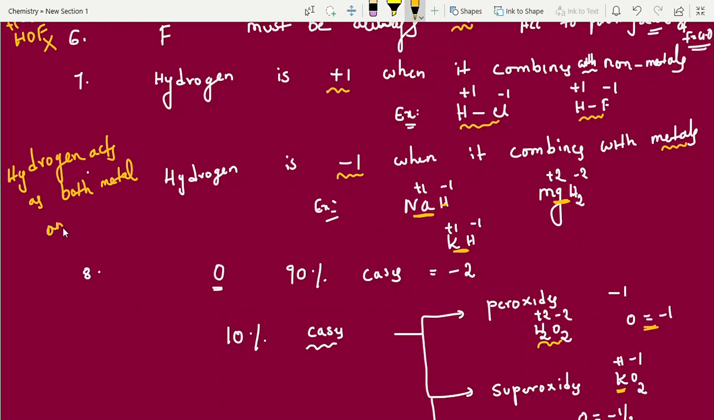When it reacts with non-metals, it acts as a metal. When it reacts with metals, it acts as a non-metal. So hydrogen acts as both metal and non-metal. Is it clear, students? I had given first A group elements +1, -1. Second A group elements, this is +2, so this is -2. Each of the 2 hydrogens is -1, total -2. They'll give options here, and most of the students get confused here only. We are calculating per atom, keep it in mind.